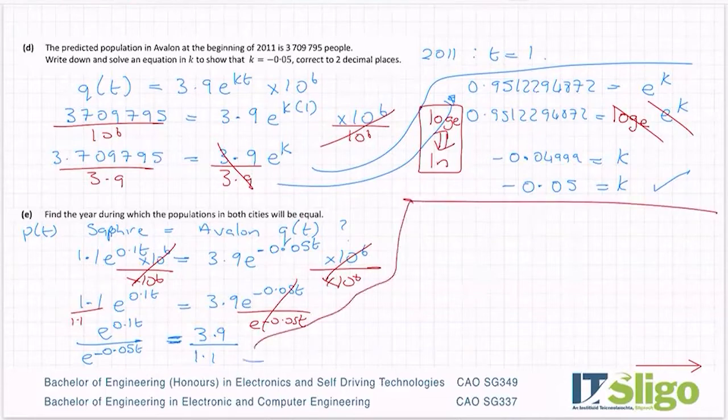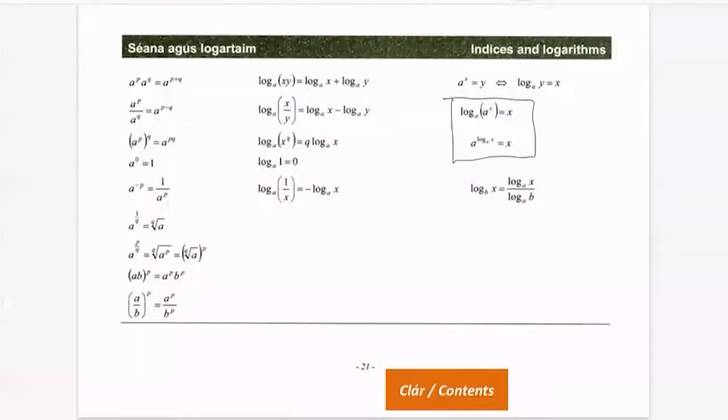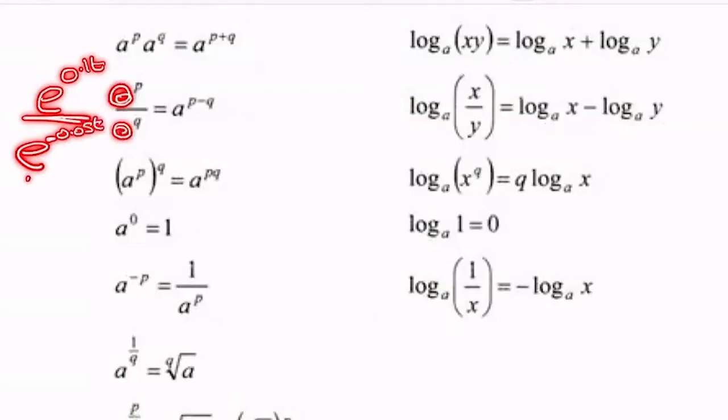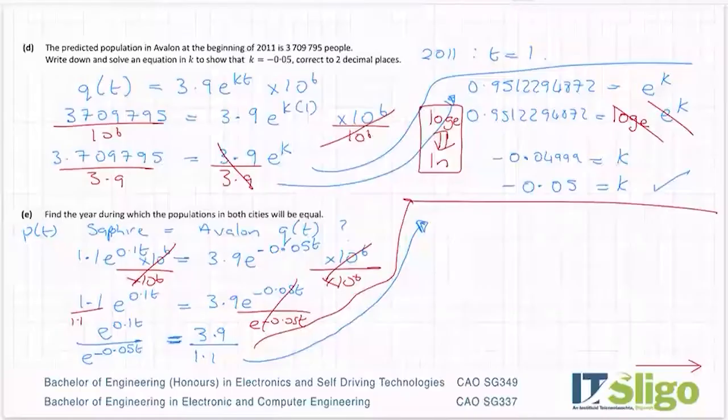Let's continue up here. Okay, so using the rules of indices, when I have the base number the same, the base number to a power over the base number to the power, can you remember I subtract the powers? So we have e to the power of 0.1t, so my base number is e over e to the minus 0.05t. Okay, so my a in this case is e, this is my p, this is my q, and I subtract the powers. Okay, so that's what we're going to do.